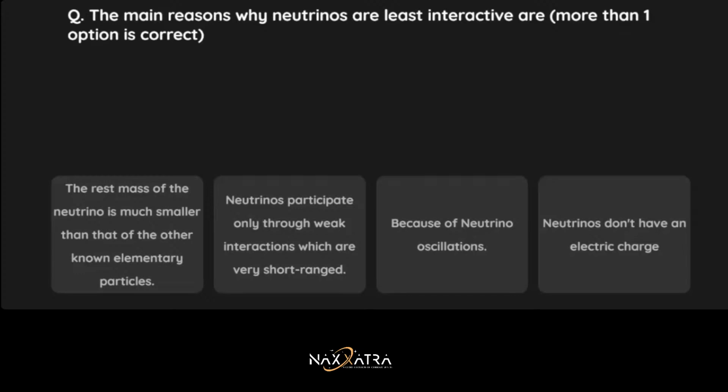And the first option, that the rest mass of neutrino is much smaller than other known particles, is not the correct option, because photons, which are the force carriers of electromagnetic waves, don't have mass at all, but it is still easy to detect them. And neutrino oscillation is not a reason either, because that just means the neutrinos are changing their flavor to other neutrinos, and that doesn't add any disadvantage. But the main reasons are the second and fourth options.